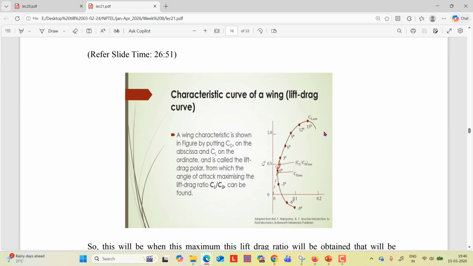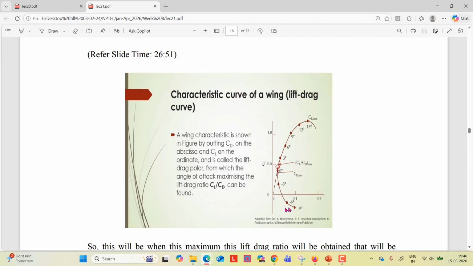So, the characteristic curve of a wing, or lift drag curve. A wing characteristic is shown in the figure by putting CD on this axis and CL on the ordinate, and is called the lift drag polar, from which the angle of attack maximizing the lift drag ratio can be found.